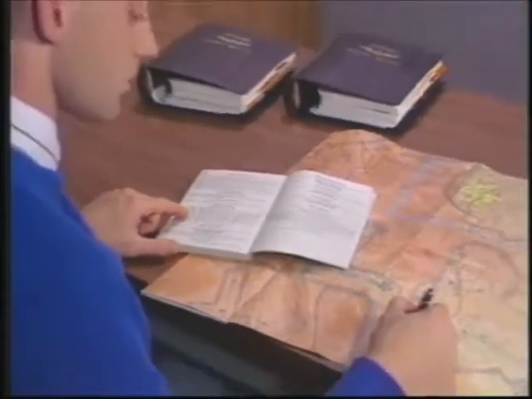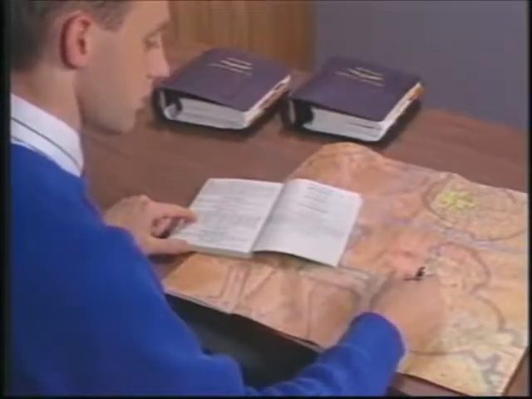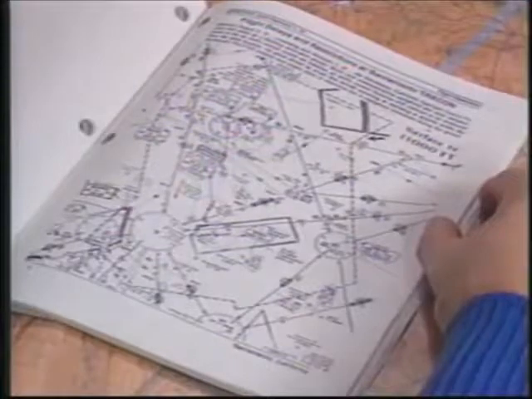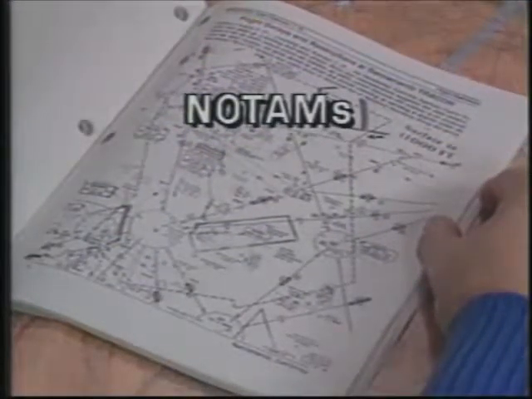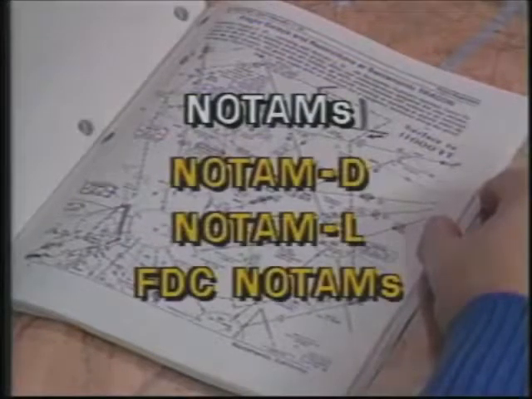A section that should always be checked before a flight is the Aeronautical Chart Bulletin. It lists the changes that have occurred since the last printing of your aeronautical chart. Another method of supplying you with time-critical flight planning information is through the Notices to Airmen system, or NOTAMs. There are three basic types: NOTAM Ds, NOTAM Ls, and FDC NOTAMs.